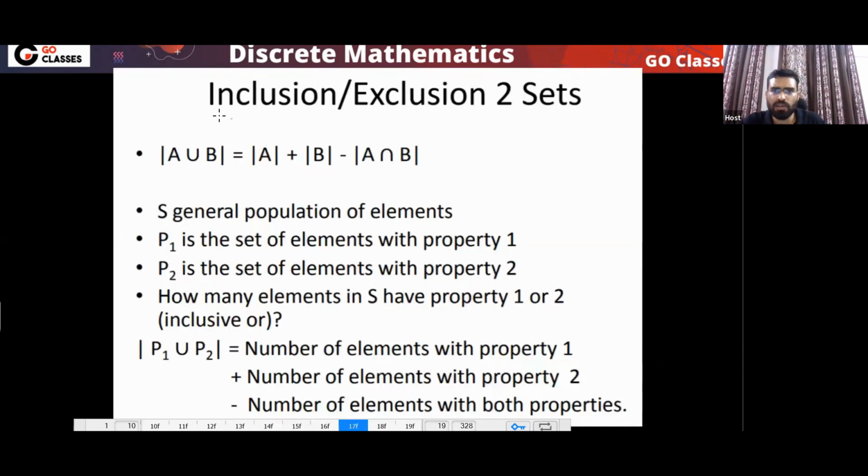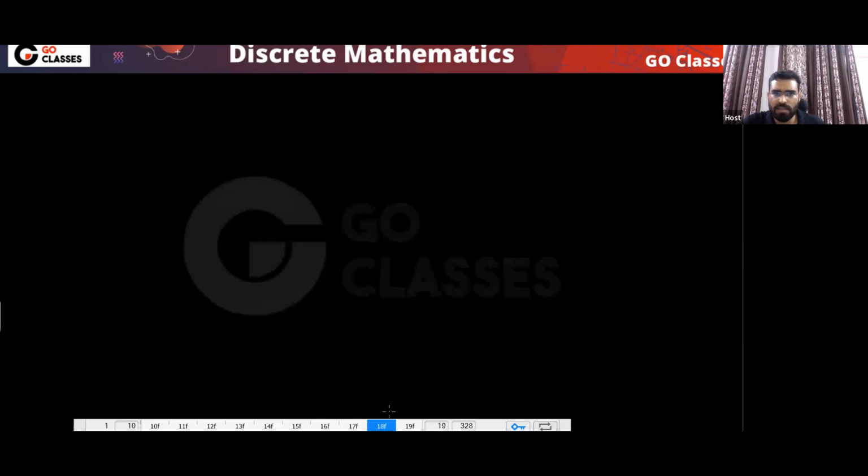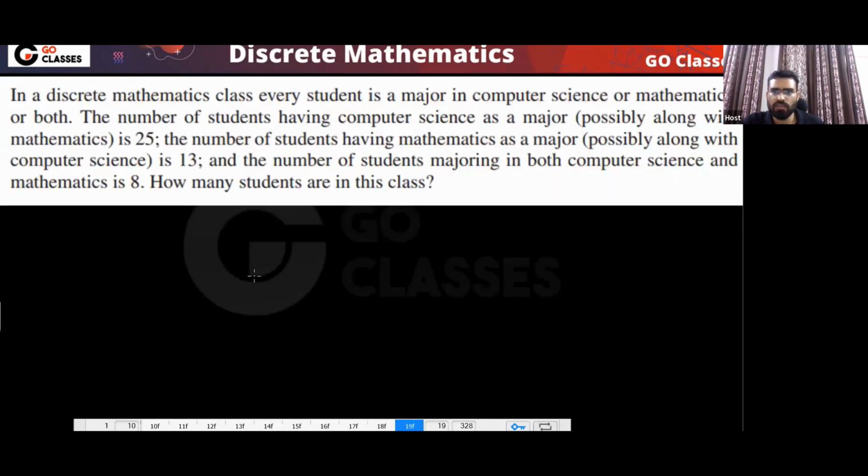So this is the idea of inclusion exclusion of 2 sets. What you are doing is including, this is called inclusion. You are including all the elements of A and B, and then you are removing the duplicates. First you are including the elements of A and B, then you are removing the duplicates. So that is the idea. Now let's solve this question. What will be the answer? Another very simple question. So tell me the answer now.